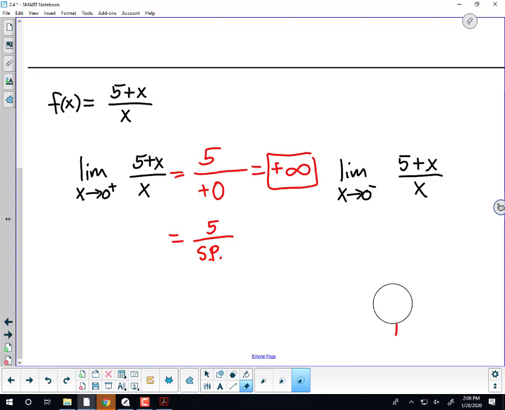So then we have a similar analysis here. We've got the numerator as we approach 0 from the left. The numerator still approaches 5, but this time the denominator is approaching 0 through negative values. So now we have positive 5 over smaller and smaller negative values, which would make this what? This limit would be negative infinity.